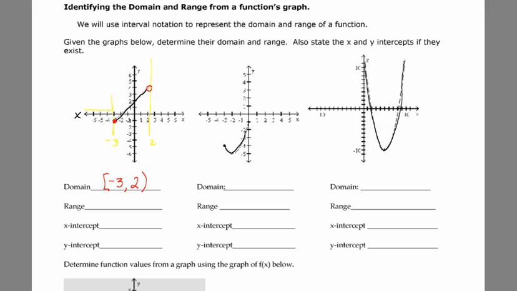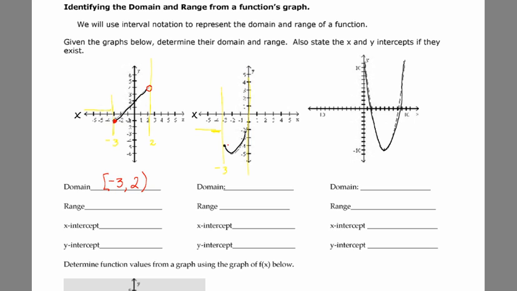Let's do the same thing over here. Let's work left to right, determining where this function starts on the x-axis and then where it stops. So as I move left to right, I notice my graph starts here. I first encounter my graph here at -3. As I continue to move left to right, notice that graph is available until we get to this point.